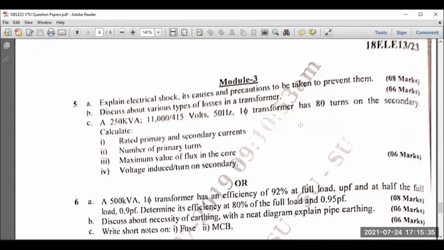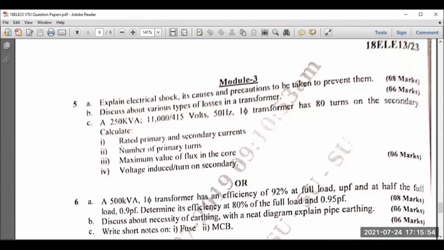Then this is a problem related to the transformer and apparent power. The transformer capacity is given, then the primary and the secondary voltage. It's a step down transformer, and frequency always remains constant in a transformer. Frequency is constant at 50 hertz and there are 80 turns in the secondary.